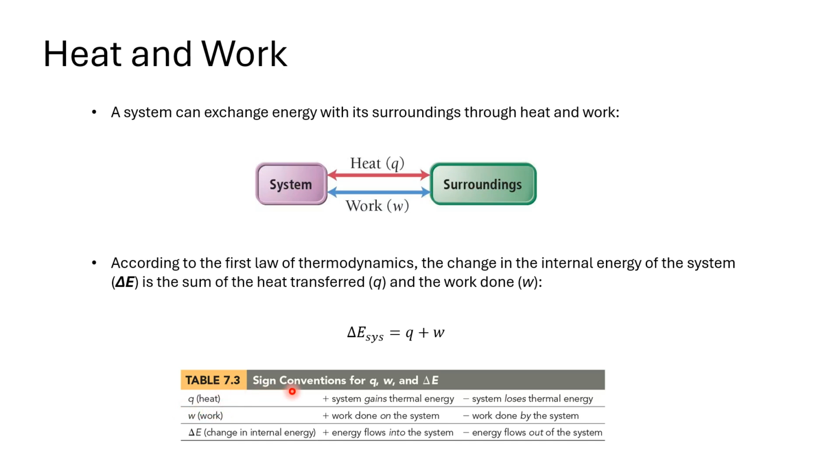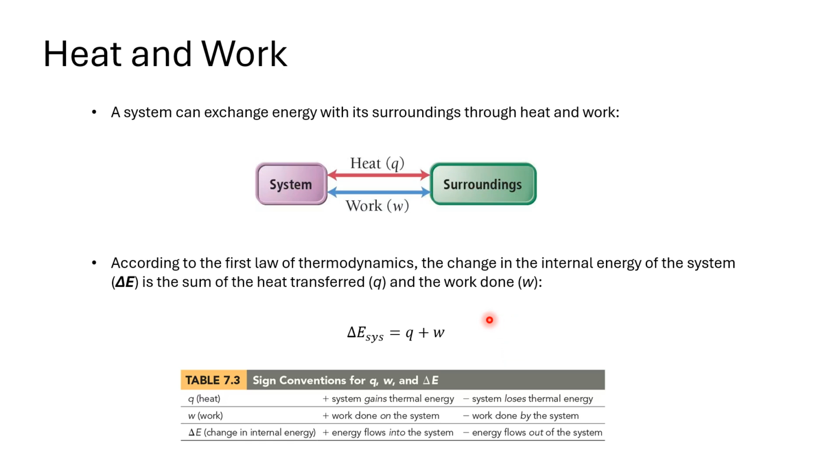Q for heat, it could be positive or negative. We talked about this before. We also have work. It could be positive and negative, right? When is Q positive and negative, and when is work positive and negative? So Q is positive if the system gains thermal energy. Now realize this table is describing what happens to the system, how the system changes. It's not describing the surroundings, okay?